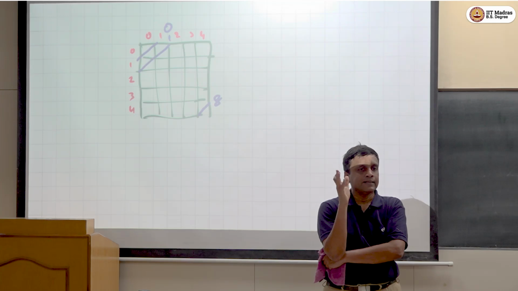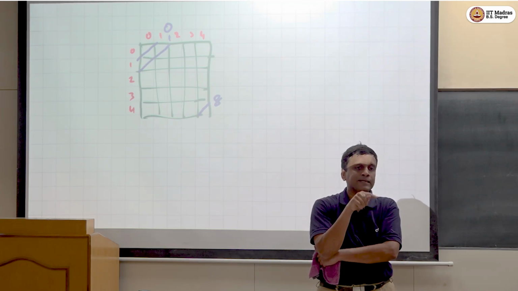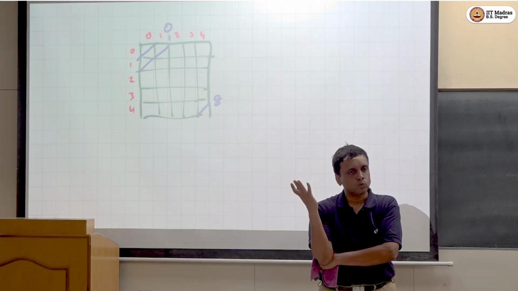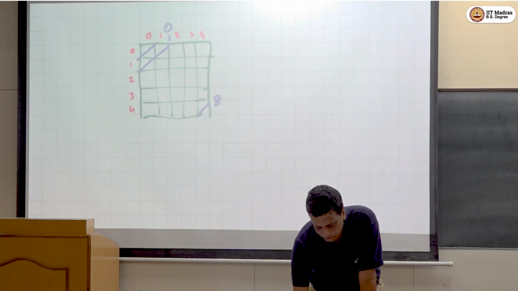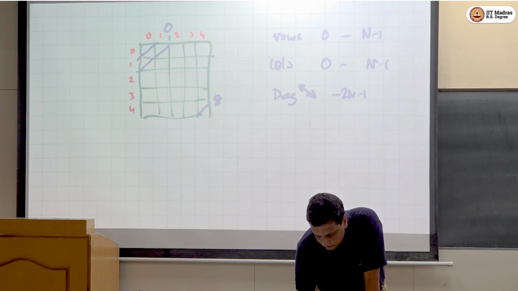In general, there are 2n minus 1 diagonals, as we already argued: 1 plus n minus 1 plus n minus 1. So the numbering starts at 0, and it goes to 2n minus 2, which is the last diagonal. So now we have rows 0 to n minus 1, columns 0 to n minus 1, diagonals in this direction, which are minus (n minus 1) to n minus 1, and we have diagonals in this direction, which are 0 to 2n minus 2.